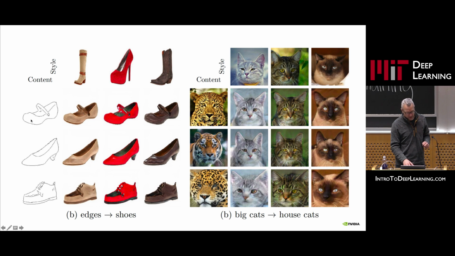So I can have the same style applied to different shoes, and the same thing can be done for, here we're going from big cats to house cats, and you can tell it, I want this particular type of cat, but in the pose of the big cat that's on the left. And again, this is in an unsupervised fashion, right? It learned what the correspondence should be. It learned that these poses are similar without being told explicitly.